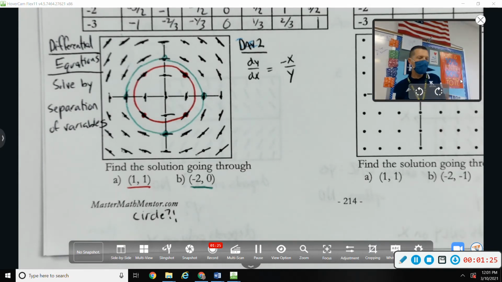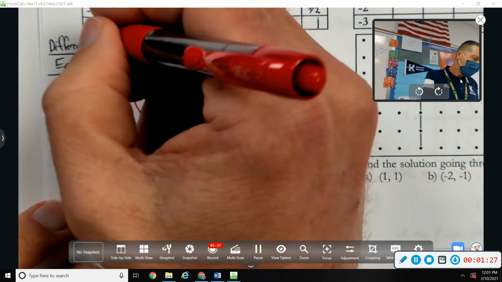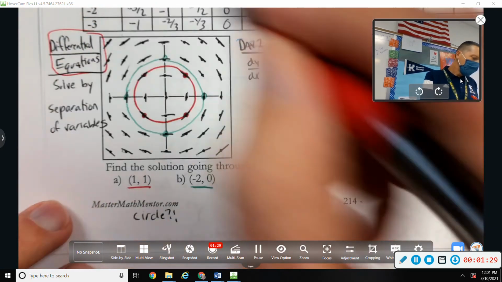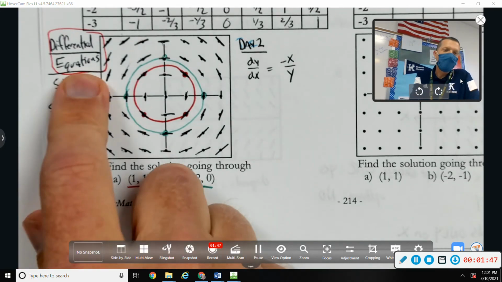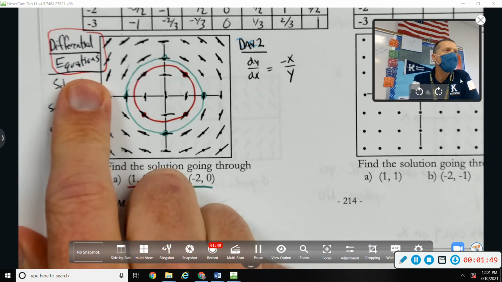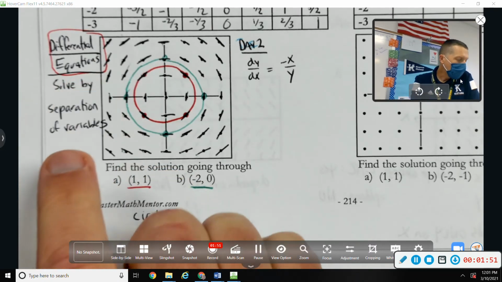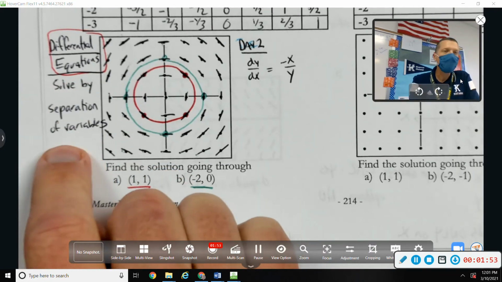Now, let me step back and talk big picture for a minute. Differential equations is the name of an entire college math course that comes after Cal 3. So if you guys are headed toward math major or engineering, Cal 1, Cal 2, Cal 3, differential equations, and then partial differential equations. So needless to say, we're just going to be scratching the surface of differential equations. There's a ton of them, a ton of ways to do them. We're going to do the simplest ones with the simplest method.